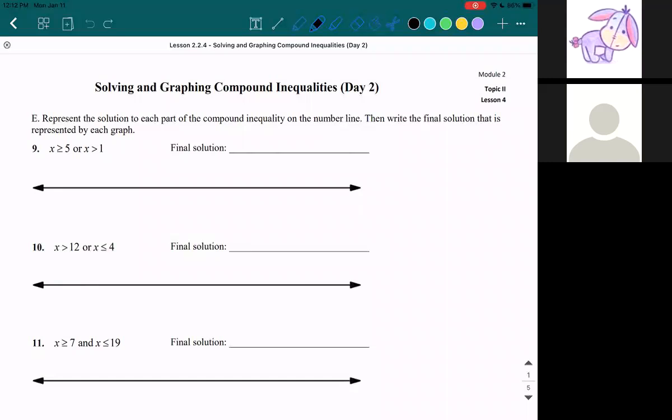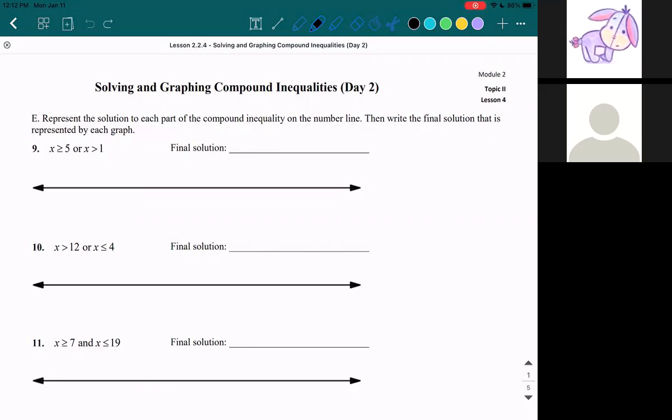All right, welcome to Solving and Graphing Compound Inequalities, Day 2. In our first section, which is section E, we want to represent the solution to each part of the compound inequality on the number line. Then, write the final solution that is represented by each graph.